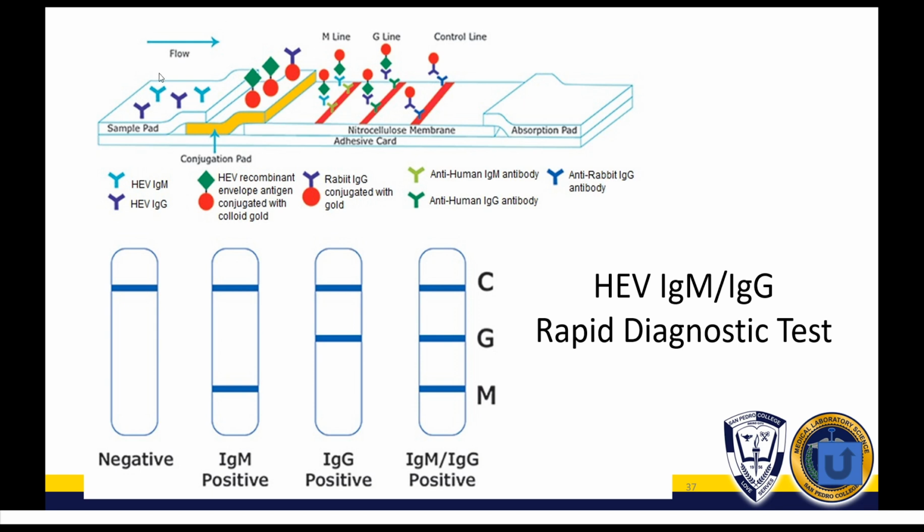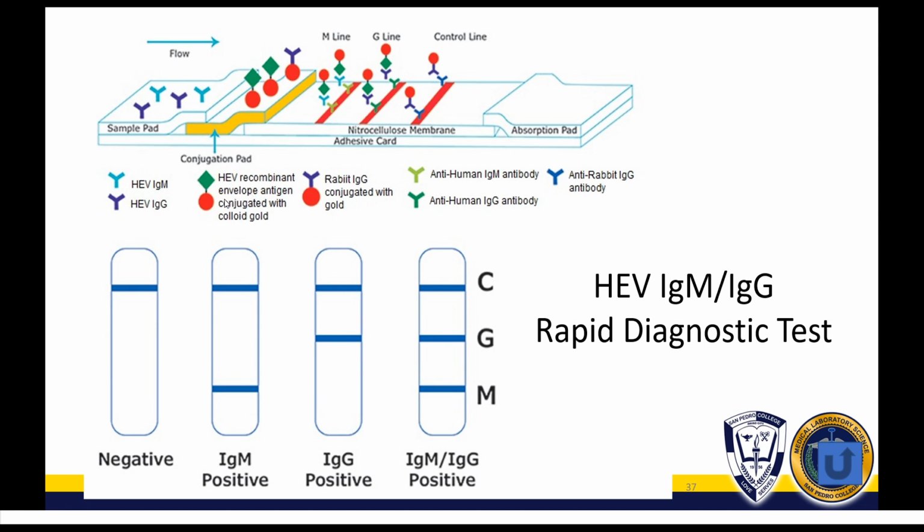Okay? So, what is incorporated in the cassette? In the cassette, you have the reagents, the components of the kit. There is the HEV recombinant envelope antigen, which is the antigen conjugated with colloidal gold. What is the importance of gold conjugation here? The gold conjugation will cause the color reaction of the line. That is why a purple line appears, because of the reaction of the conjugated colloidal gold.